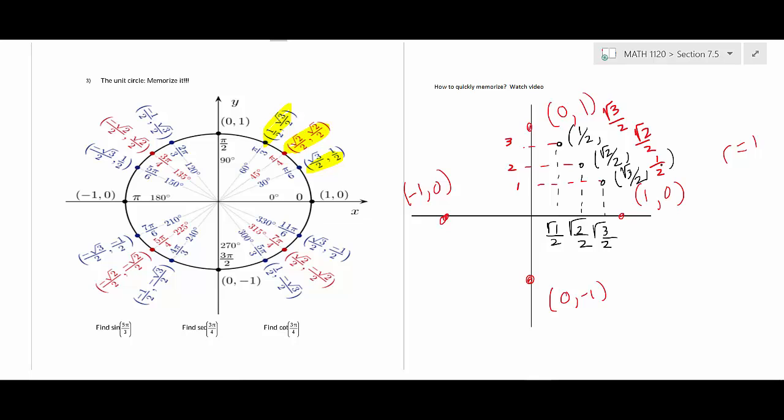Okay, look at quadrant 4. What happened? The x didn't change. What changed? Y changed. So negative, negative, negative, and so forth like that. So at a minimum, if you get those 3 points done, the rest of it you can figure out. You see what I mean?